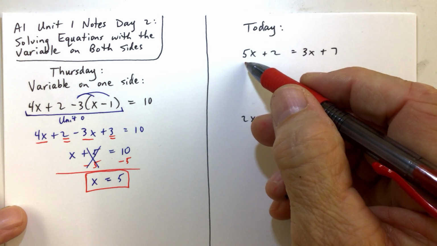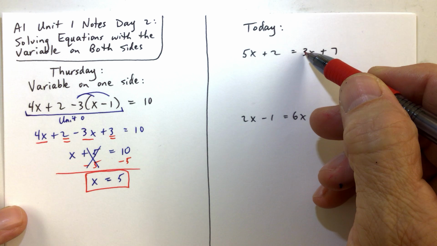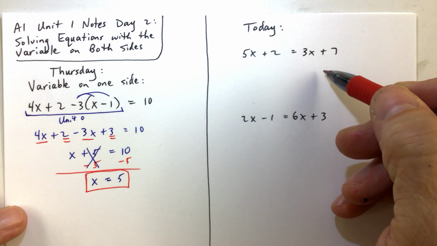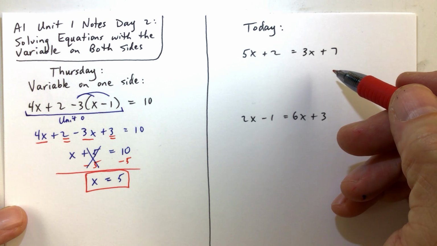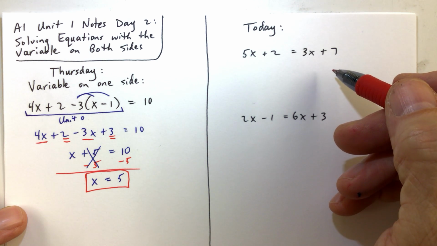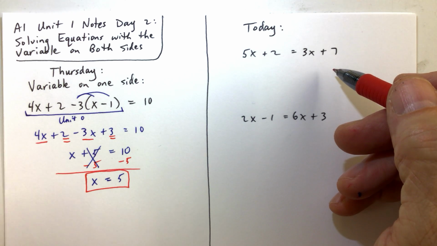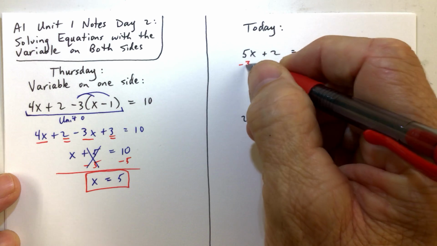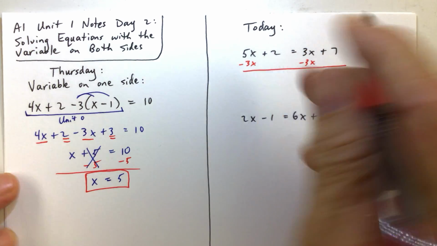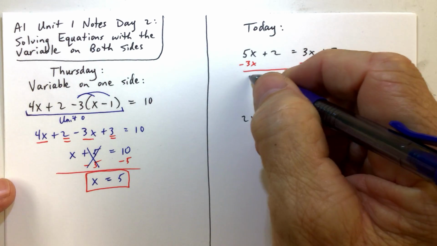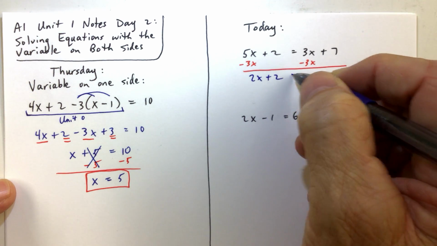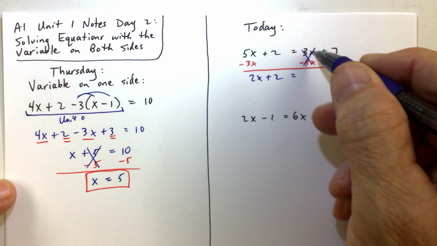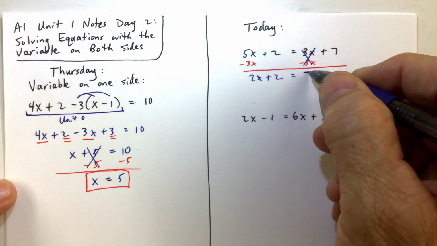Now, could we subtract 5x from both sides? Sure. But then we would have on the right side 3x minus 5x, which would be negative 2x. And I guarantee you will want to keep your variable terms positive whenever you can. So that's why in this first example, we subtract 3x from both sides. And when we do that, we have 2x plus 2 is equal to just 7, because 3x minus 3x adds up to 0, and 0 plus 7 is 7.